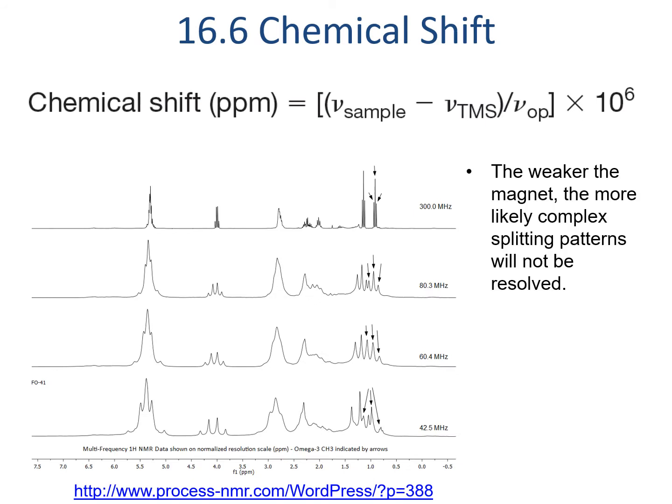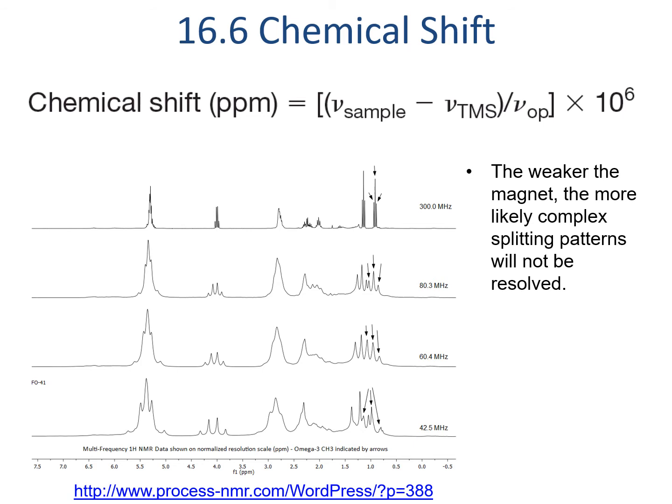So here I'm pulling apart the same slide that I used in our last lesson. Now, if we look at the actual splitting, we see that the weaker the magnet, the more likely that complex splitting patterns won't be resolved. So if we look at, I think it's a heptet on the top in the 300 megahertz machine on the far left, if we look down that column, we see that we don't actually see all those peaks well defined.